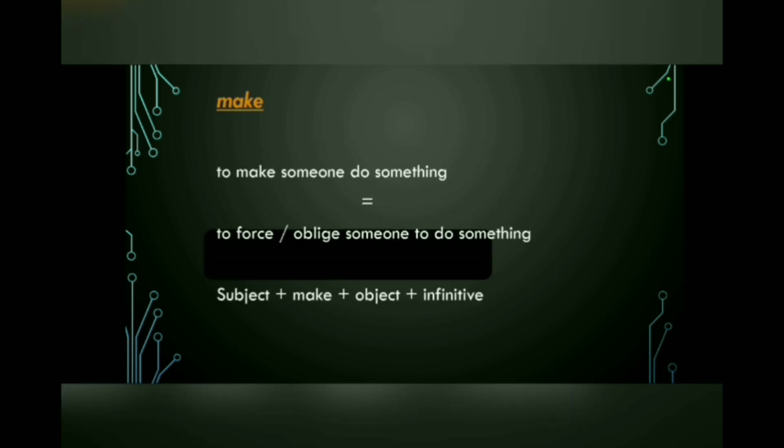Let's move on to make. The causative verb make is used to say that we forced someone or something to do something. We forced them to do something that they didn't want to do. The structure is subject, make, object, infinitive.